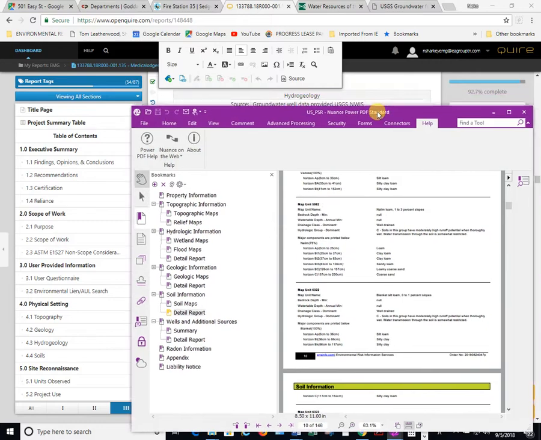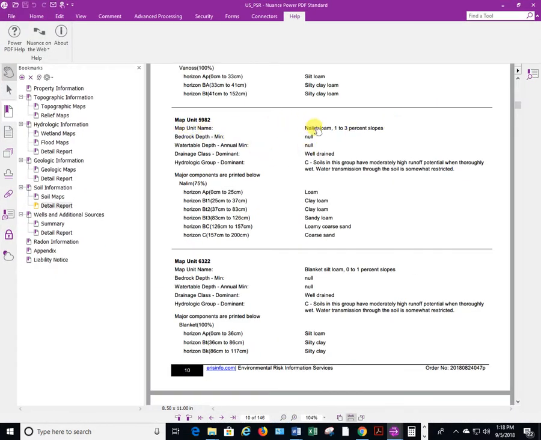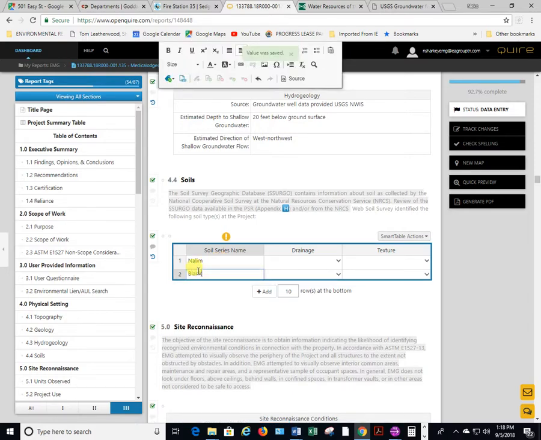Soil series name. Let's look at 5982. Unit name is Nalem. Okay, and 6322 is Blanket. Nalem and Blanket. No, I don't want Nalem loam or Blanket silt loam. No, that's going to be another block. Just that first word, Nalem and Blanket, is all I want you to put for the name.